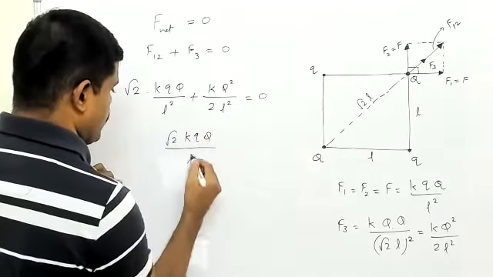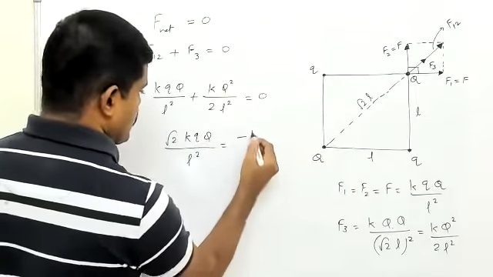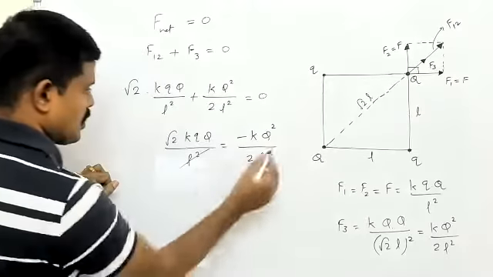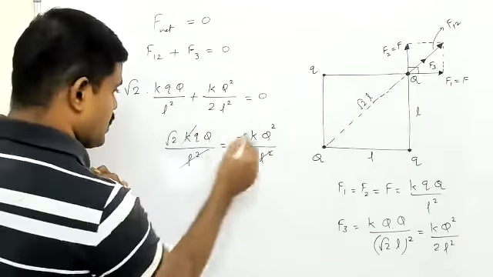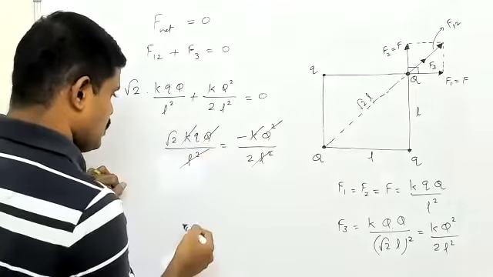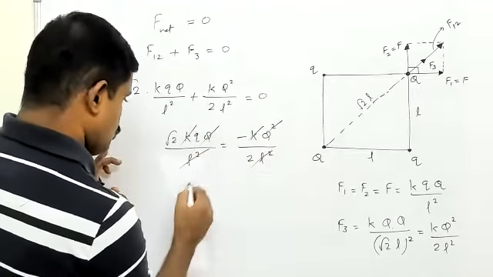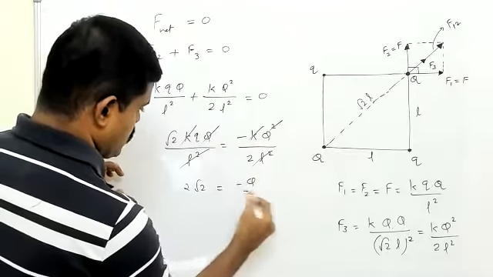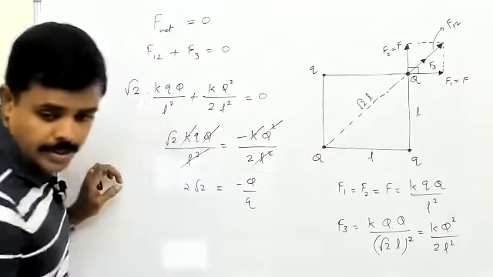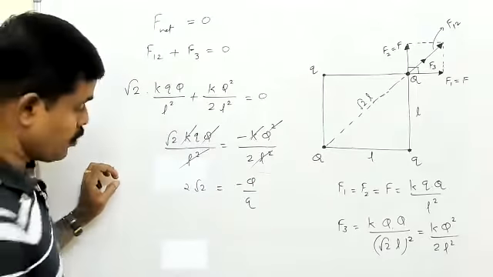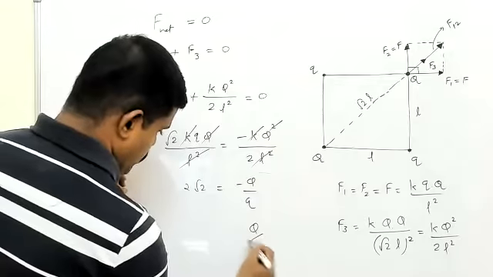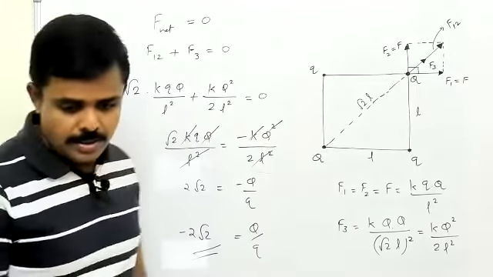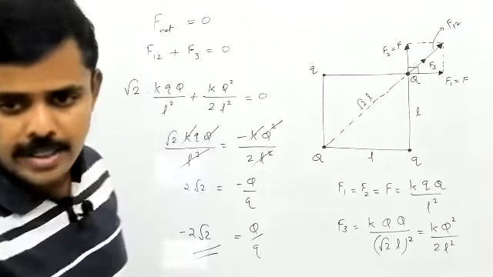Root 2 KQq divided by L square is equal to minus KQ square by 2L square. L square gets cut. K and K are cut. Q and Q are cut. Then 2 root 2 goes to the left side, equal to minus Q by small q. The question is to find capital Q by q. So Q divided by q will be minus 2 root 2. The answer is option A. Did you understand?